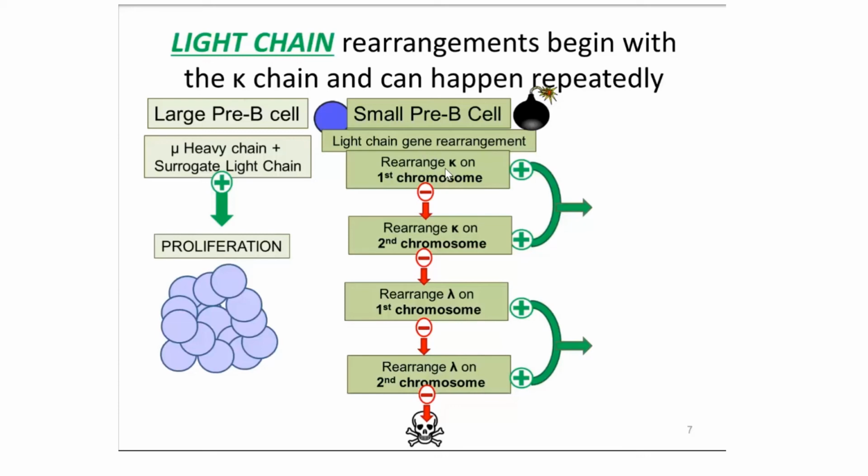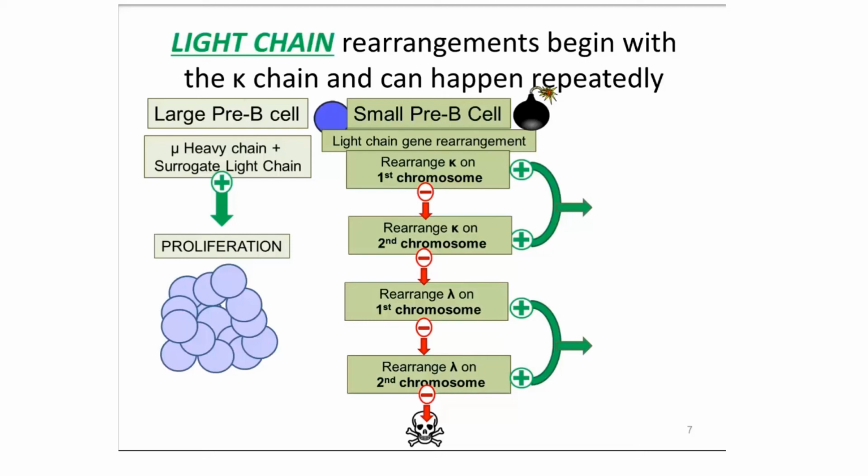We're going to try to rearrange kappa on the first chromosome. If that doesn't work, we'll go to the second chromosome. If that doesn't work, we'll go to lambda. If that doesn't work, lambda again. If that doesn't work, death. Scourge on a population, all right? So this will also increase diversity because right now it looks like you get 4 shots at this, right? You get to do it on each chromosome.